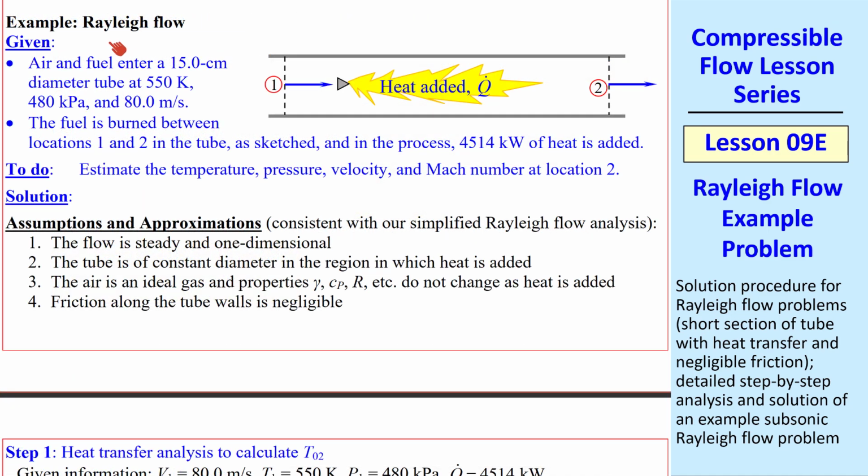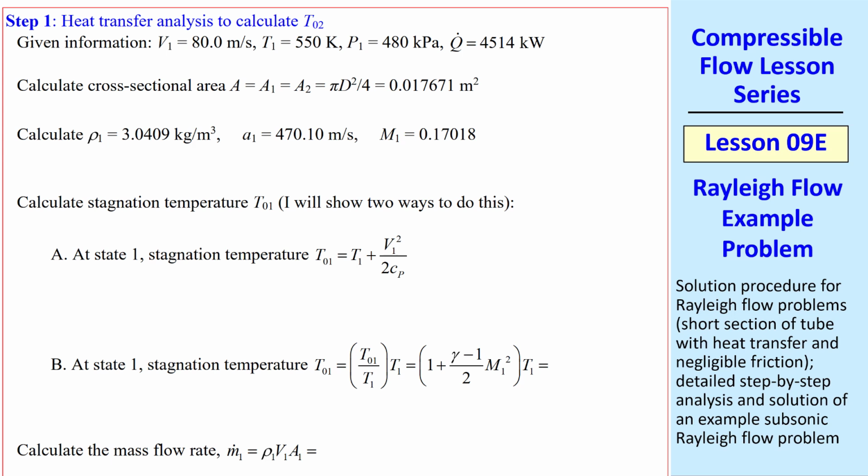Here's our example problem. Air and fuel enter this tube, which is 15 centimeters in diameter, at given temperature, pressure, and speed. Fuel is burned between locations 1 and 2, where we add heat at a rate q dot, which is given here. And we want to calculate temperature, pressure, velocity, and Mach number at location 2. Our assumptions are the normal ones for Rayleigh flow that we've used previously. I'll follow the step-by-step procedure that I just showed.